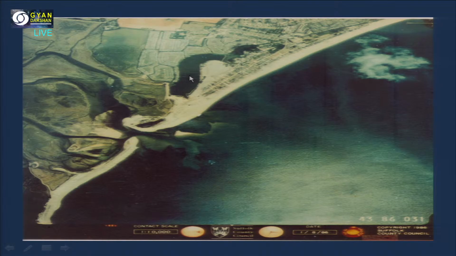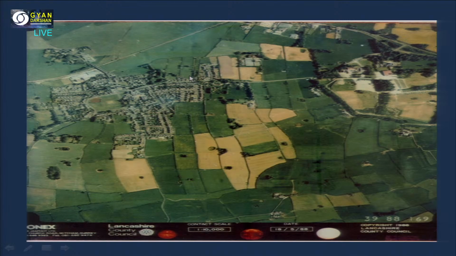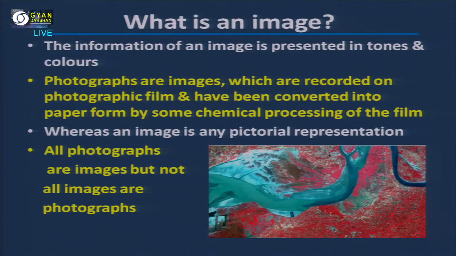And in the next slide, this is an example of a colored aerial photograph of an inland area where we can see agricultural fields, trees, and habitations. So in these three examples, the grayscale photograph and the colored photographs, what an image gives is information presented in tones and colors.